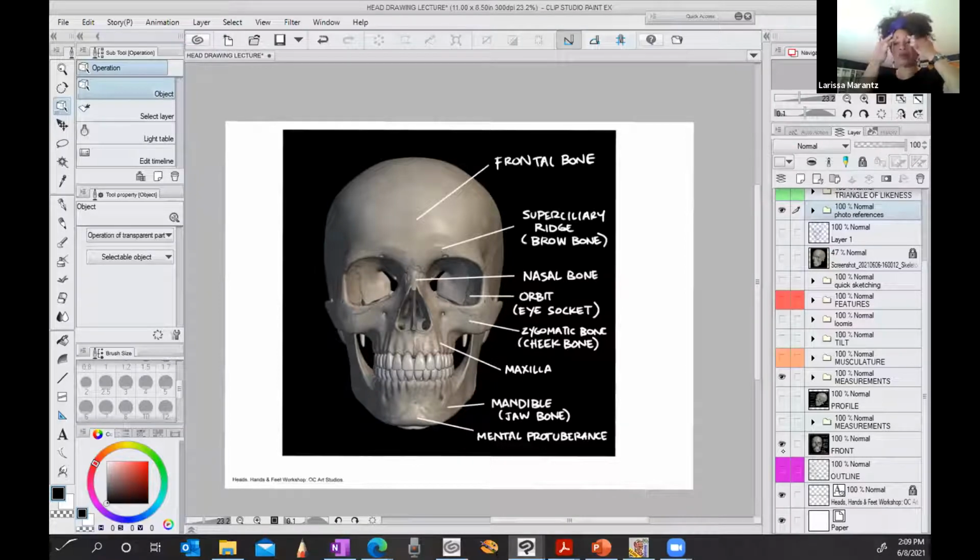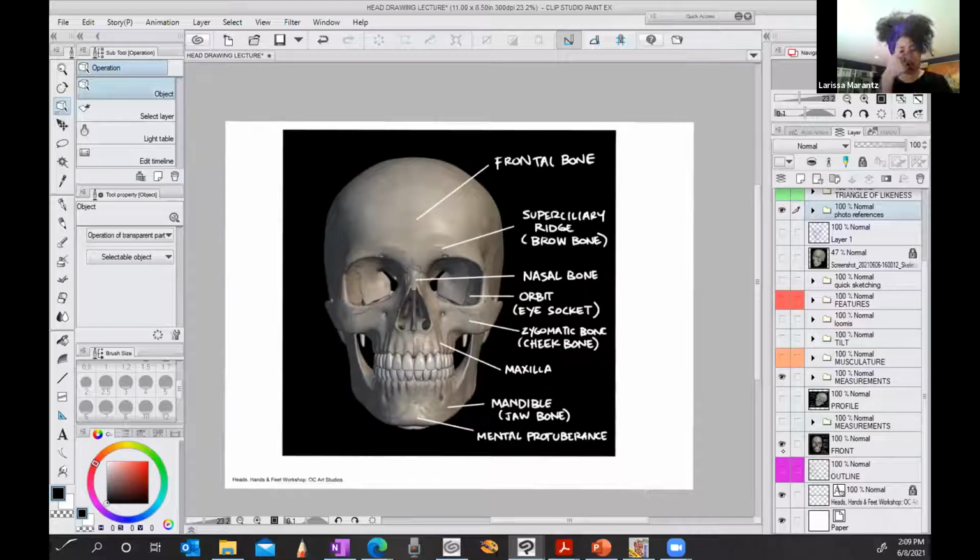Now, when you go right below that, I want you to feel very softly where that starts to stop, where it gets a little soft. That's your orbit, your eye socket, and that is where the sphere of your eyeball is placed.